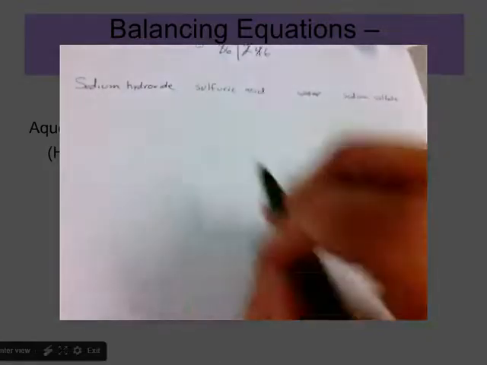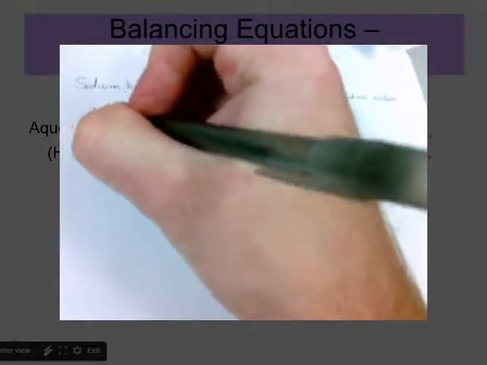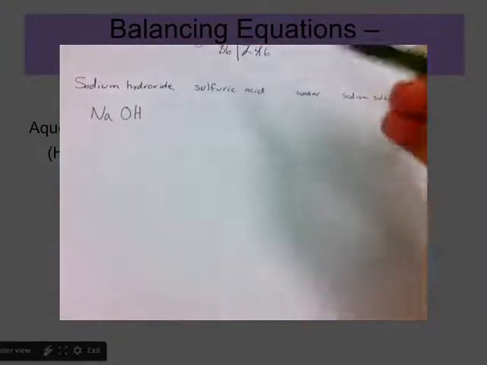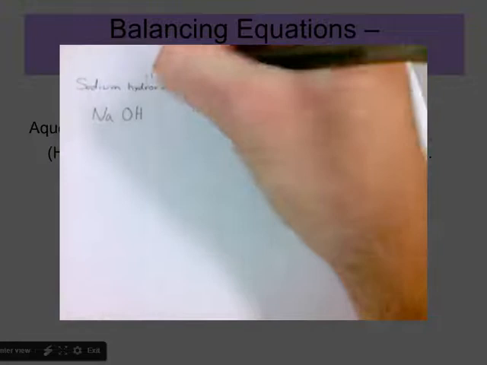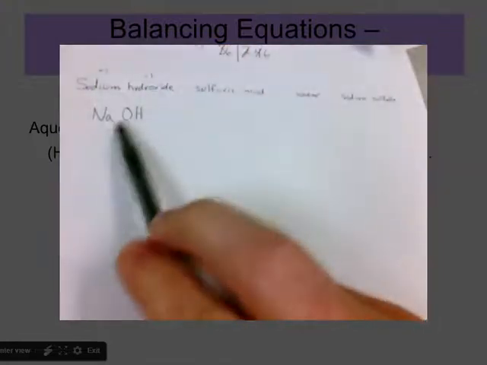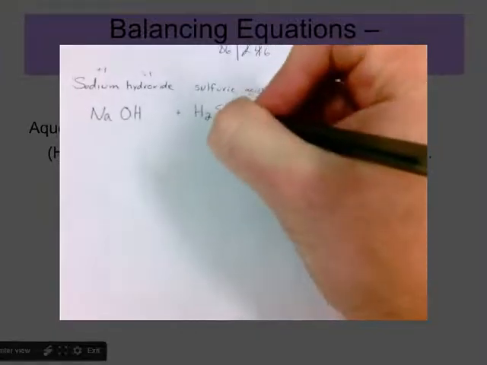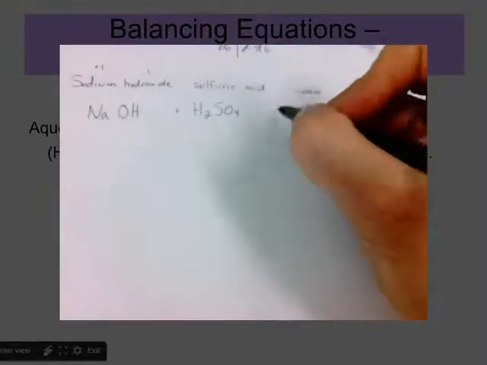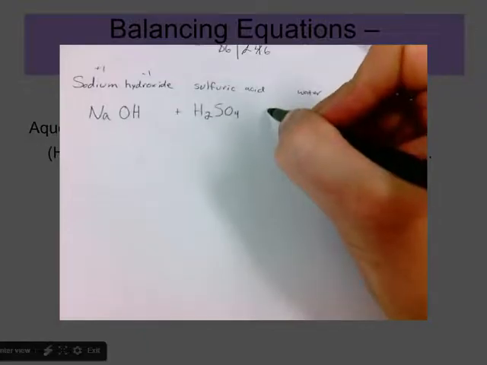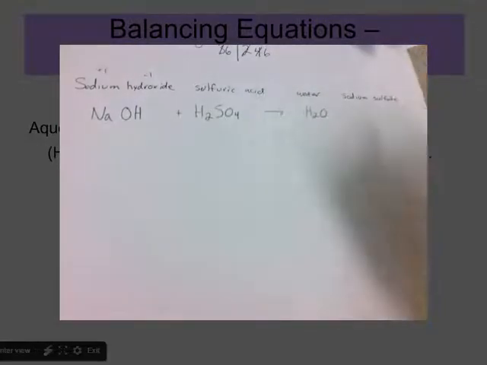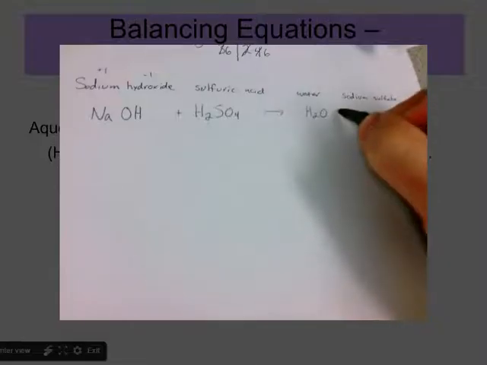So sodium hydroxide, sodium is Na, hydroxide is on our polyatomic ion list, that's OH, and it's -1 and +1, so we only need 1 of each, so that's good. Sulfuric acid, the formula was given, that's H2SO4. And then it said the products are water, so I'm going to draw an arrow here because our products are water, that's H2O. And sodium sulfate.